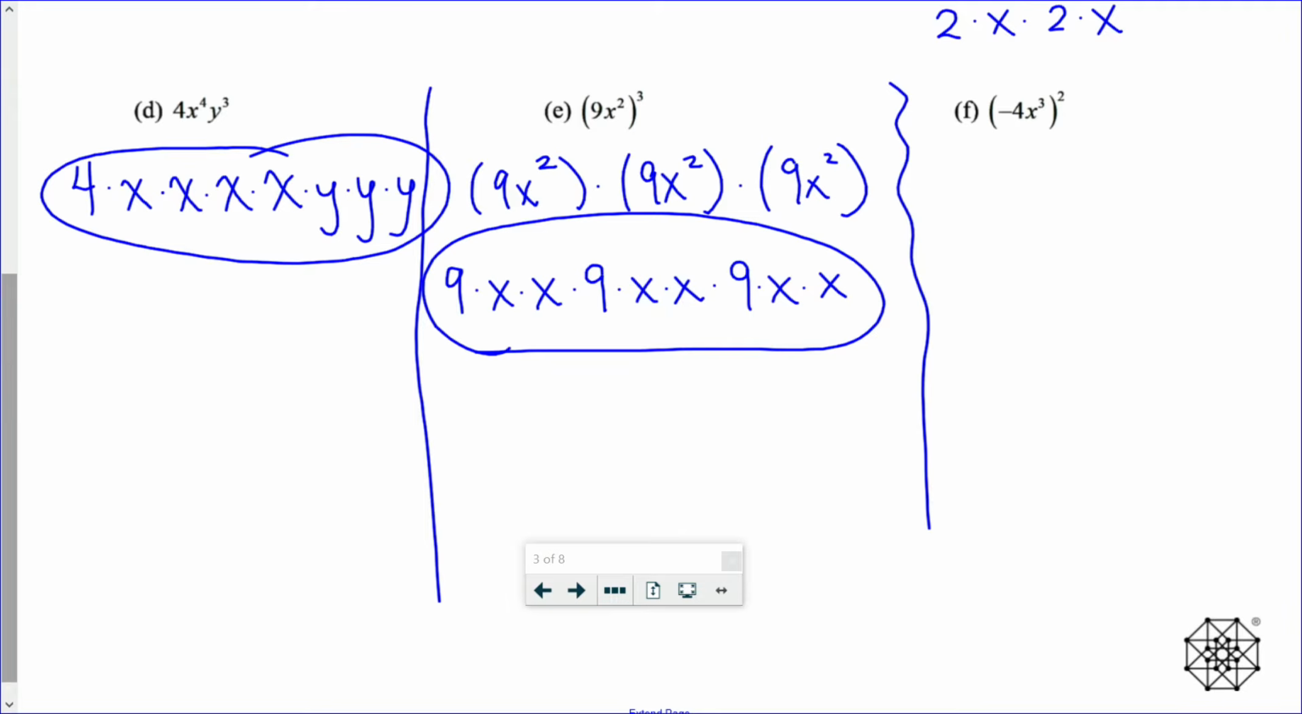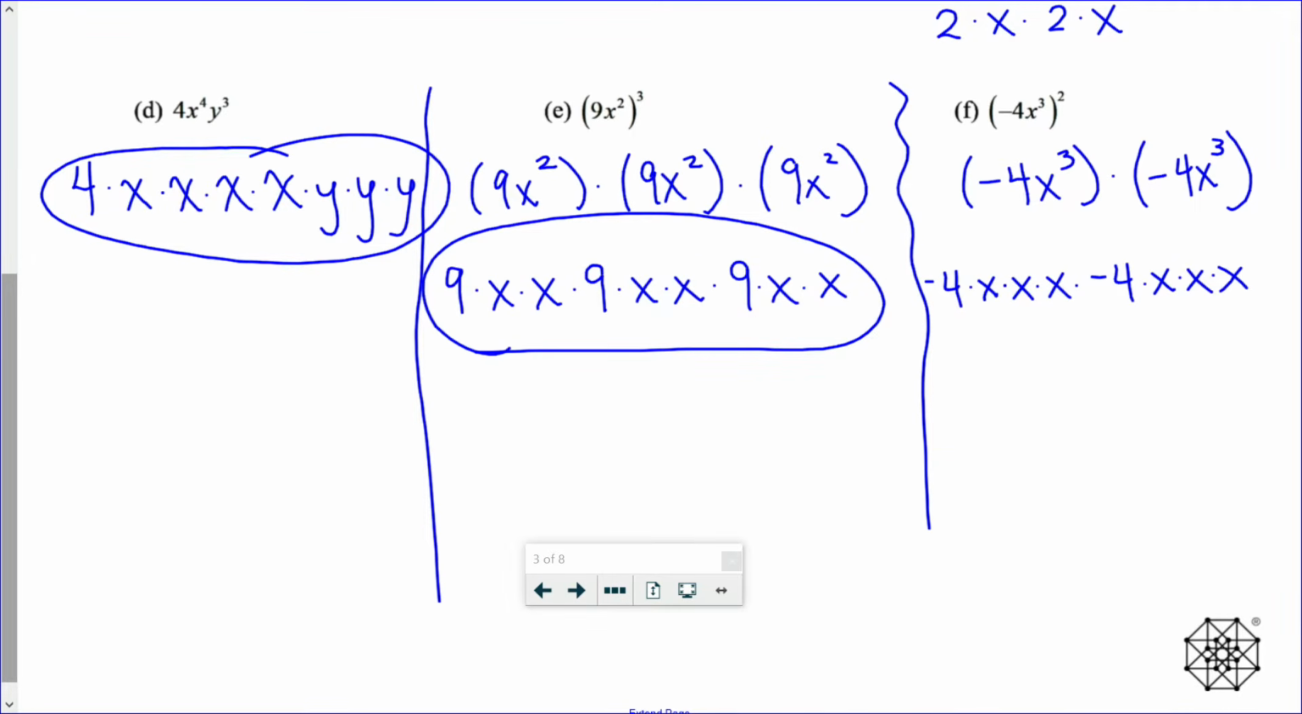And finally, negative 4x to the third squared. Same idea. First, I want to look at the negative 4x cubed as being a single thing. So negative 4x cubed times negative 4x cubed. And now I can look at that as negative 4 times x times x times x times negative 4 times x times x times x. And I just managed to fit it in.